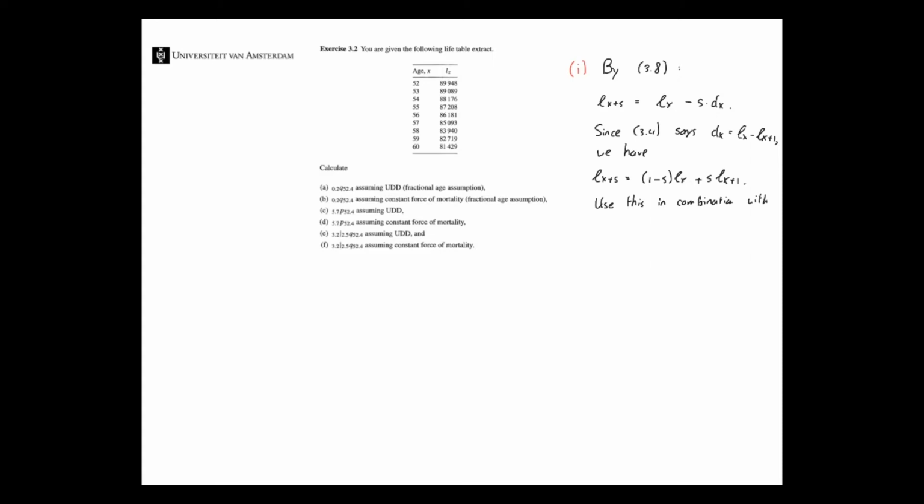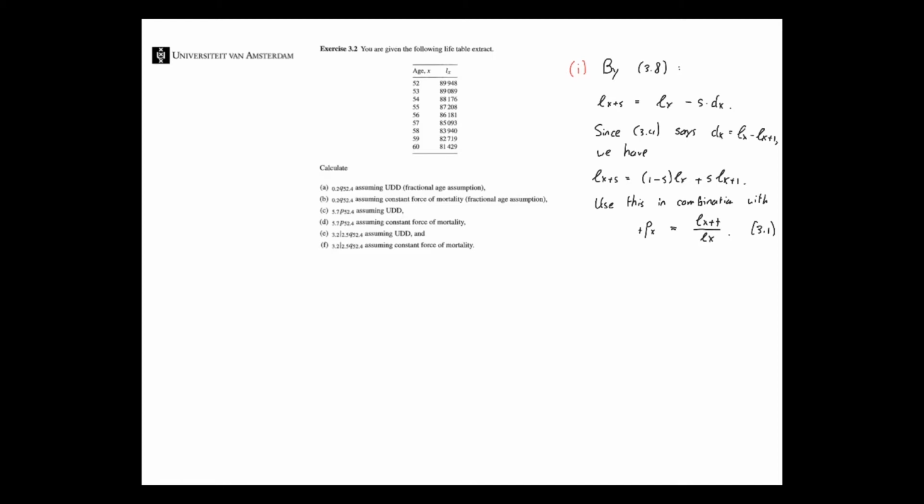with the following, which is that the probability of a life aged x surviving up to time x plus t, so for t more years, equals the number of people alive at Lx plus t divided by the number of people alive at Lx. So this is equation 3.1 in the book. Okay, so this is one of the consequences of the assumption of uniform distribution of death.